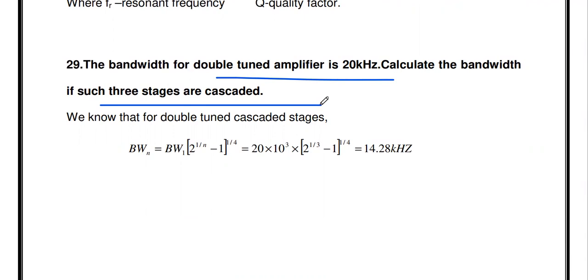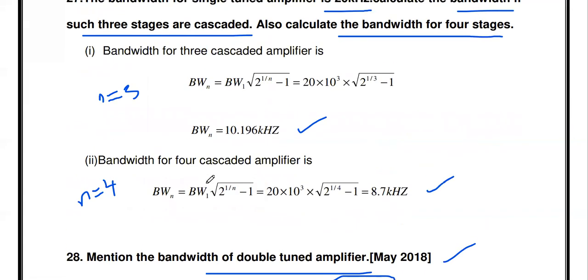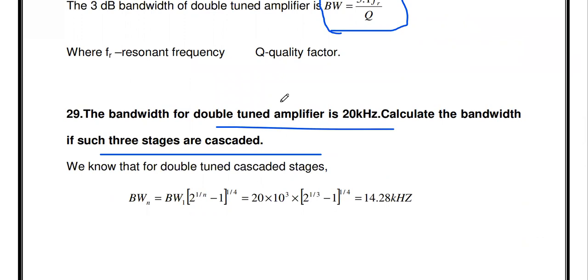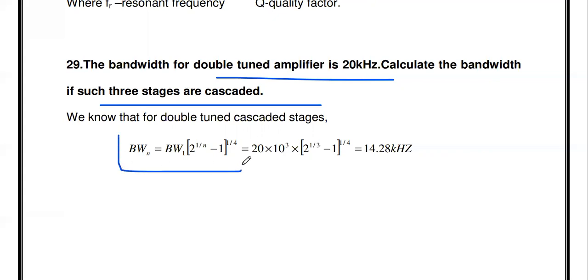So in the previous problem, for n single tuned amplifiers connected in cascade, the bandwidth formula is BWn equal to BW1 into square root of 2 to the power 1 by n minus 1. If n double tuned amplifiers are connected in cascade, the bandwidth formula is BWn equal to BW1 into 2 to the power 1 by n minus 1 to the power 1 by 4, instead of the square root, the power 1 by 4.